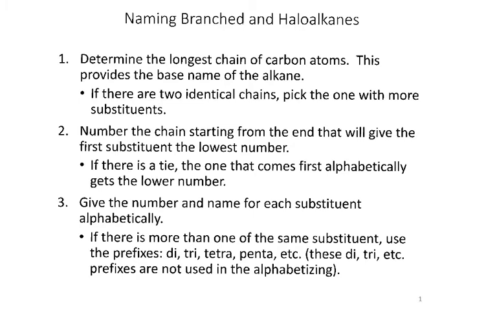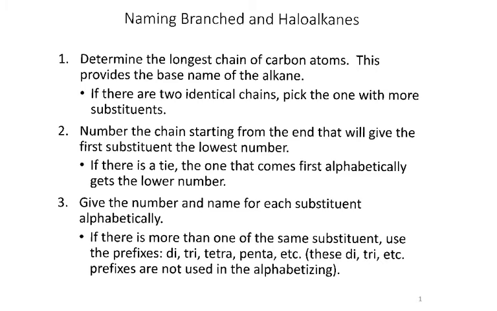So if we want to name an alkane, the first thing we always need to do is determine what the longest chain of carbon atoms is. And this is going to provide the base name for the alkane. In the case that there are two identical chains in the molecule, we want to pick the one that has more substituents. Finally, once I've identified the longest chain, I need to decide which end I'm going to start numbering from. And I want to do this so that the first substituent I encounter has the lowest number. If it turns out that there's a tie, then the substituent that comes first alphabetically should get the lowest number.